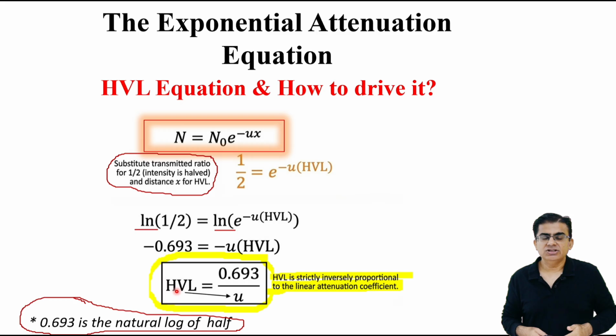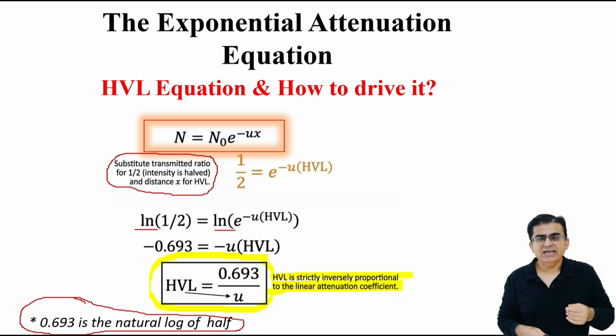Think of the linear attenuation coefficient mu as a direct measure of a material's stopping power. If a shielding material has a very high linear attenuation coefficient, it means the material is extremely efficient at stopping radiation. Because this stopping power is so strong, you only need a very thin piece of that material, a small HVL, to successfully block 50% of the beam.